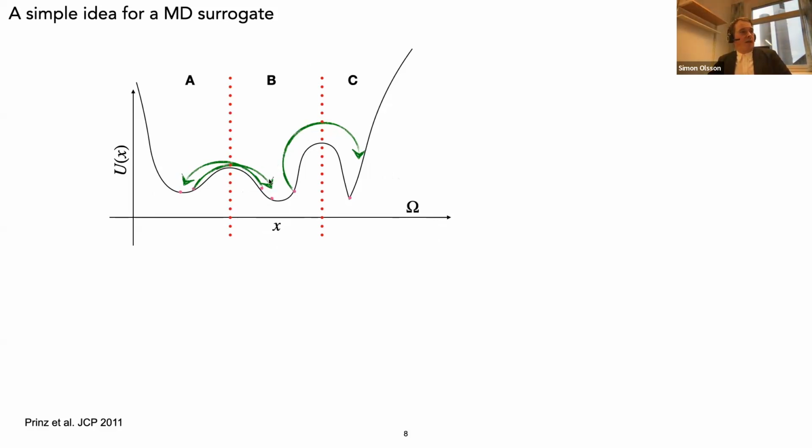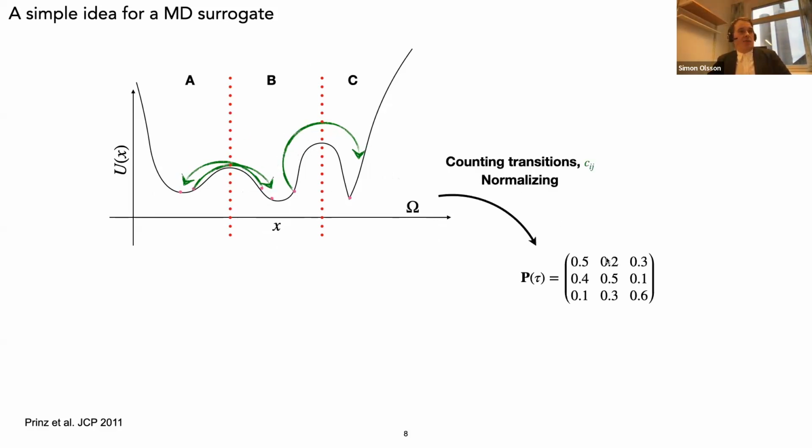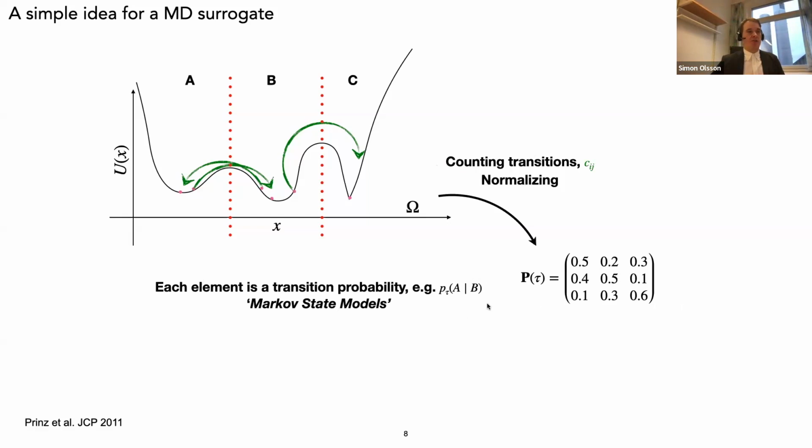So by running a large number of these simulations and collecting all the transition statistics, we can simply build a Markov model based on the transition counts. Each of these elements in this transition matrix corresponds to a conditional transition probability, and this is broadly what is known as Markov state models. There's usually a little bit more involved in doing this in practice, but this is the gist of the idea.